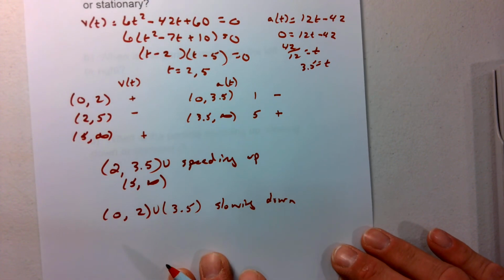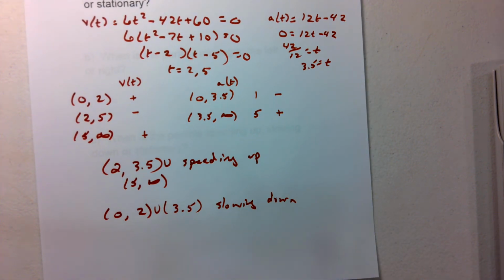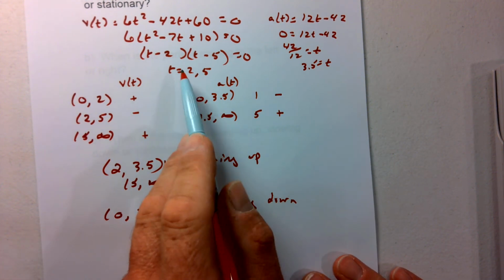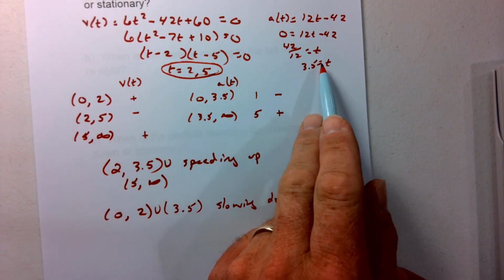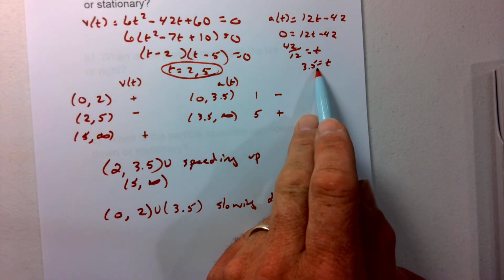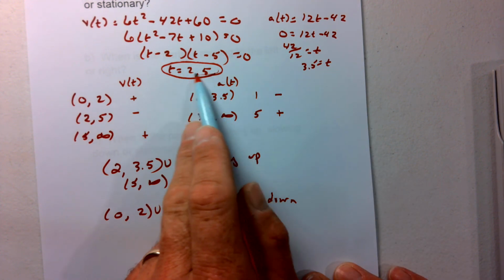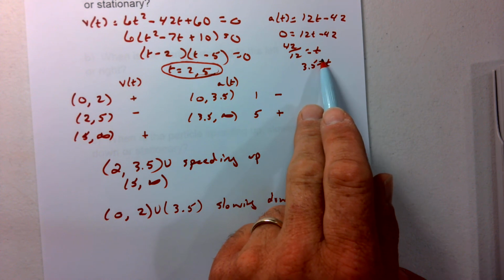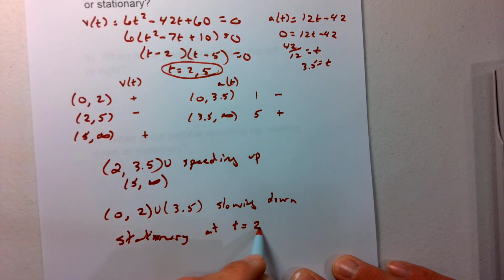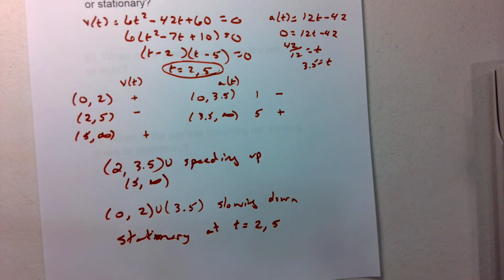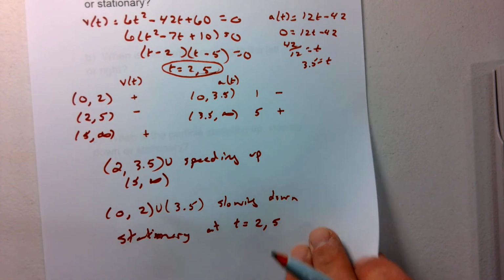Well, when is this function going to be stationary? The function is stationary by definition when the velocity equals 0 and acceleration is not 0. So our velocity was 0 at times 2 and 5. Our acceleration is 0 at 3.5. So it's going to be 0 at 2 and 5, but our acceleration is not going to be 0 at that point in time. So we know it's stationary at times t equals 2 and 5. And this could be seconds, minutes, whatever their value is going to be.